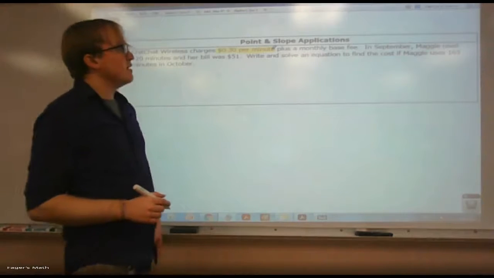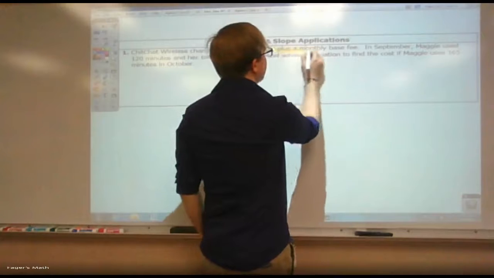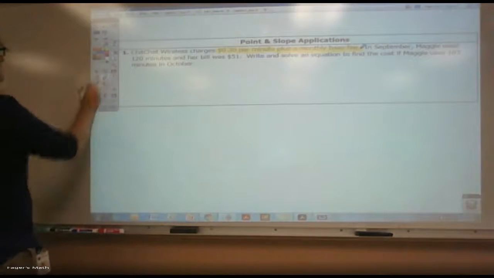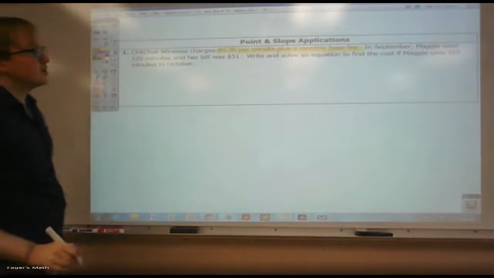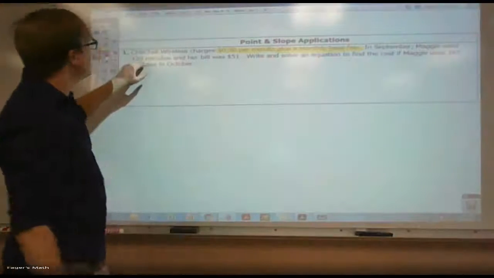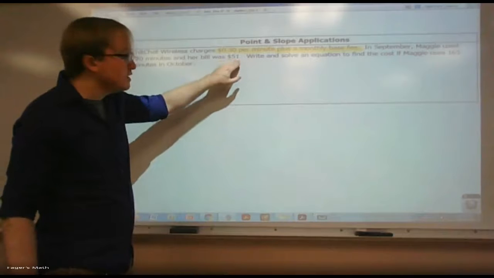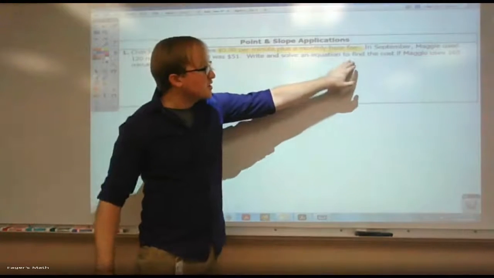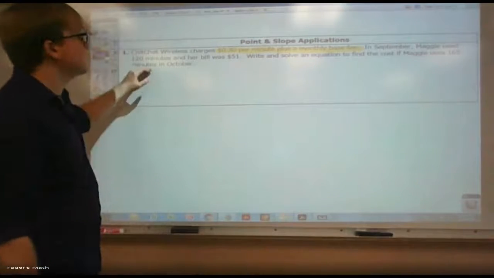They also have a monthly base fee. I'm going to go ahead and highlight that, plus a monthly base fee, whatever that base fee would be, that could be our B. I'm going to continue looking on. In September, Maggie used 120 minutes and her bill was $51. Write and solve an equation to find the cost if Maggie uses 165 minutes in October.